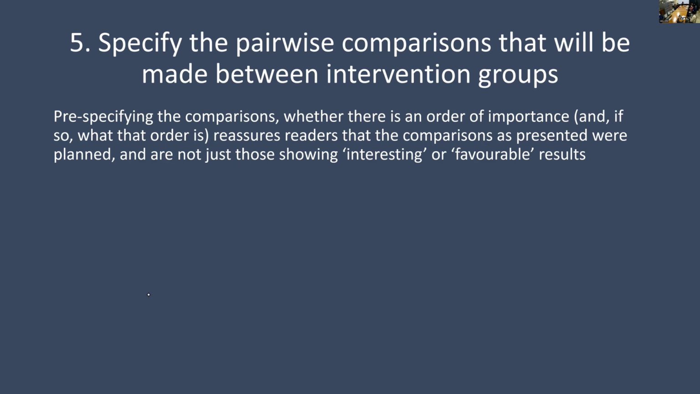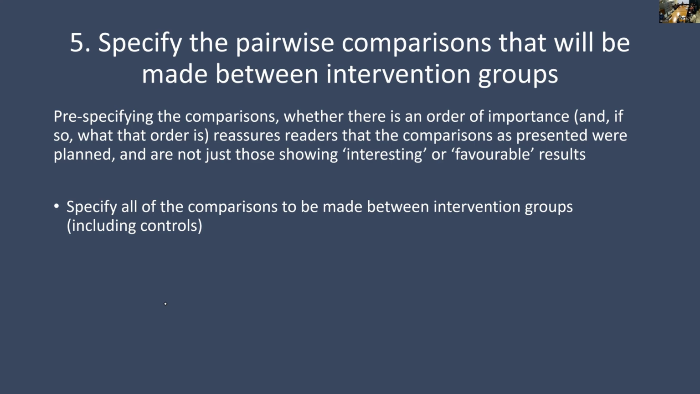Pre-specifying the comparisons, whether there's an order of importance. In most of these, because we're looking at multiple interventions, each of them may not be as important as the other one. If there are only two comparisons, then they're the same. But let's say I'm to do CBT versus ECT or wait and watch. For each person, one of them may be more important than the other. So you decide which one you want to do. Maybe something like a win ratio.